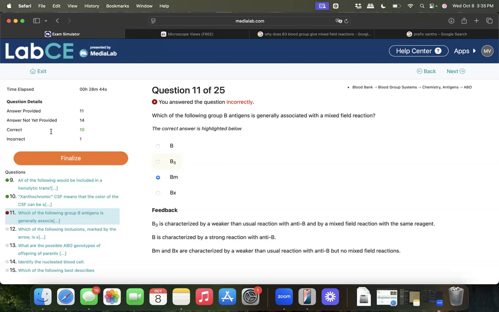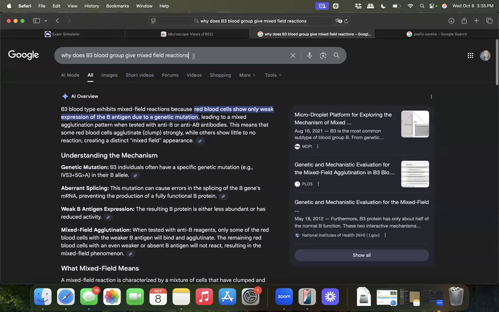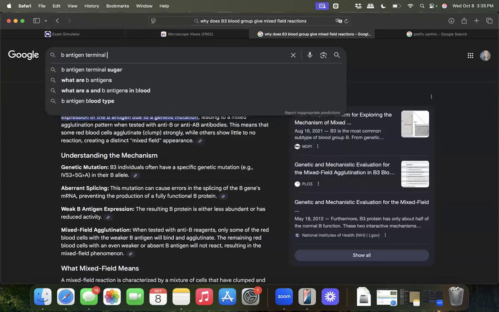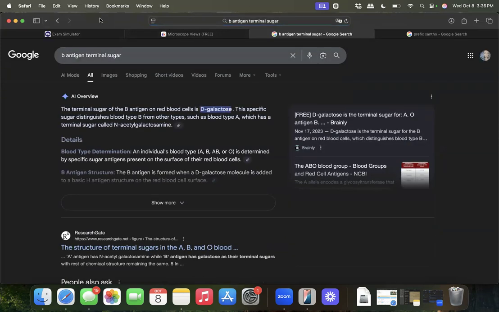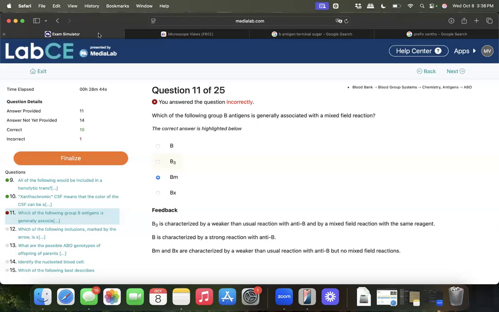I love this question. And fun fact, I actually have the A antigen tattooed on me. Anybody? Nobody on TikTok, nobody on Instagram. All right, so A is N-acetylgalactosamine, that is the A antigen. And then B is galactose, I'm pretty sure. Let me triple check myself. B antigen terminal sugar is galactose. Yes, D-galactose.